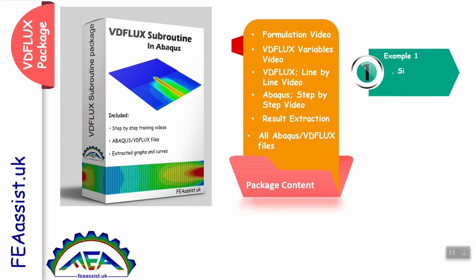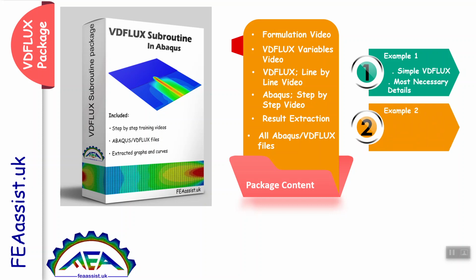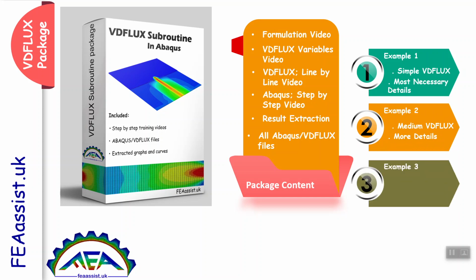This package includes 3 examples. Example number 1 is a simple VUFLUX subroutine in which the most necessary details are explained for the beginner. Example number 2 is a medium VUFLUX, where more details are explained. And in example number 3, which is a complex VUFLUX, all details are explained to make you an expert in writing VUFLUX.